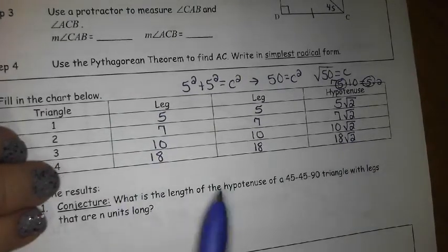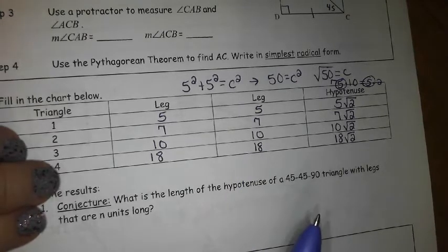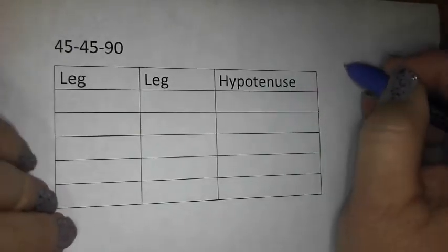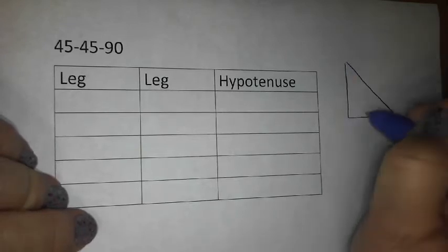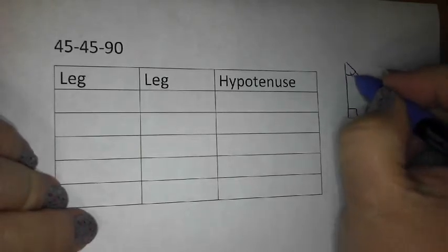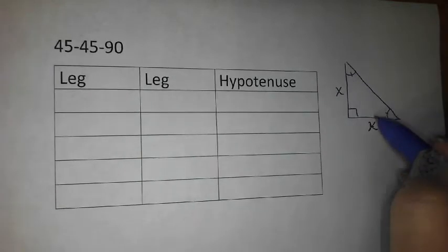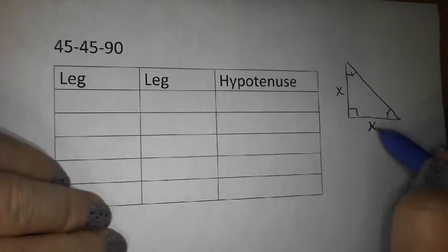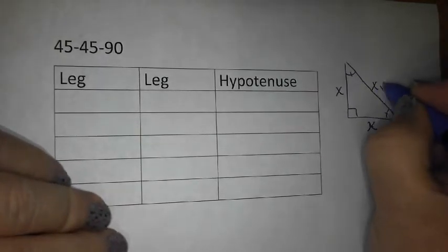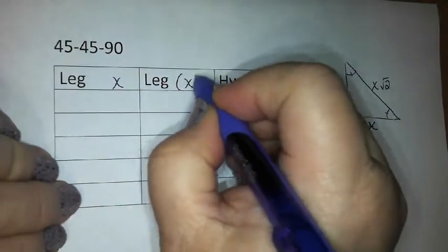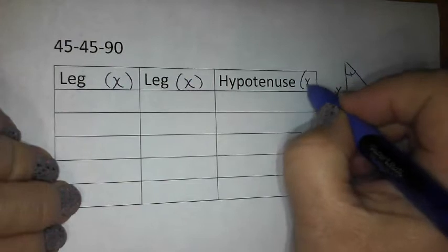So there's a special relationship between the legs and the hypotenuse of a 45, 45, 90 triangle. So I made a table for us to document that. And what you'll see on your formula sheet is going to remind you that in this 45, 45, 90 triangle, this leg would be, let's say, x, and the other leg would be x. In your 45, 45, 90, the two legs are the same length. And your hypotenuse is going to end up being x root 2 every single time. So that's the relationship you want to remember.